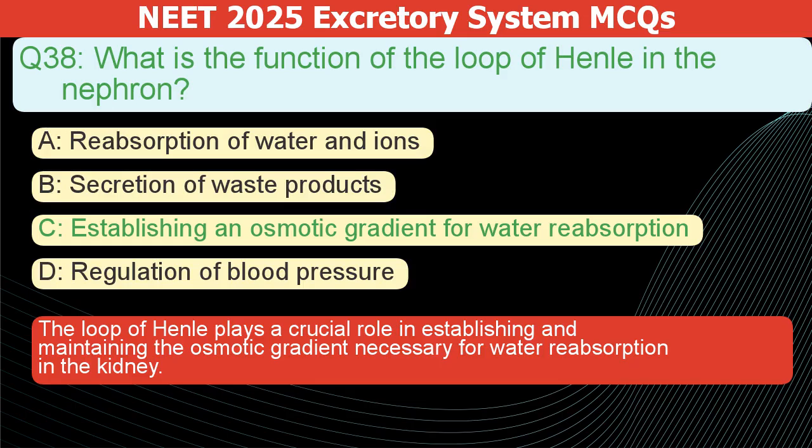The correct answer is C. The loop of Henle plays a crucial role in establishing and maintaining the osmotic gradient necessary for water reabsorption in the kidney.